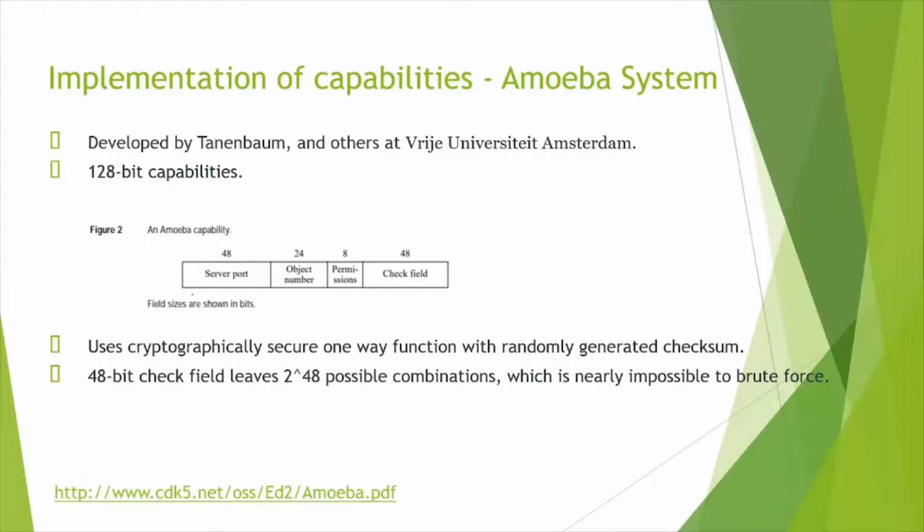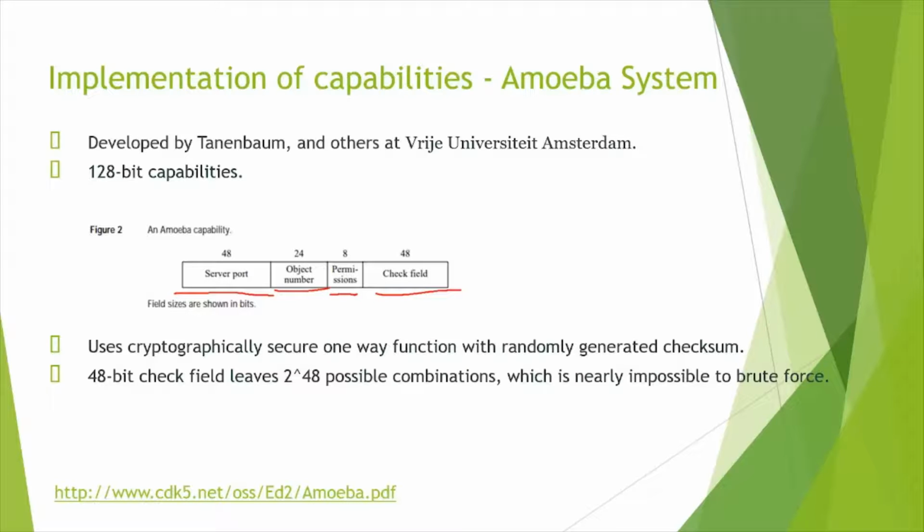So the first 48 bits of the capability are reserved for the server. So this just points to the server, and then we have the object number, which is a pointer to the actual object on the server. And then there's 8 bits reserved for permissions, as well as 48 bits reserved for the check field, which is the randomly generated checksum key.